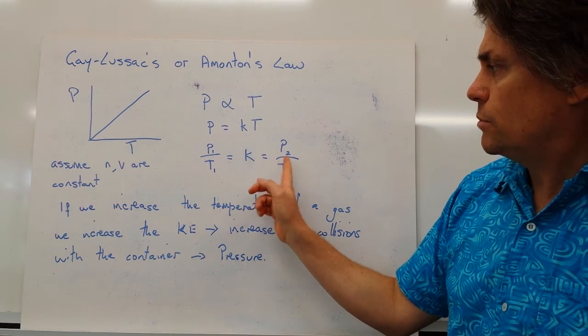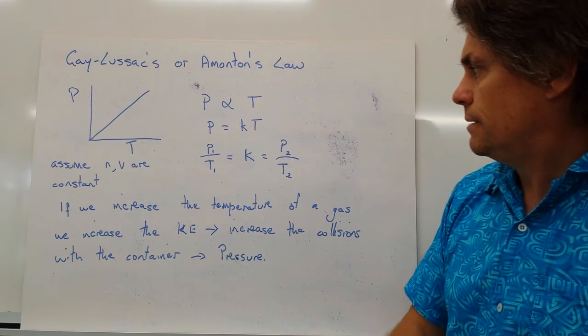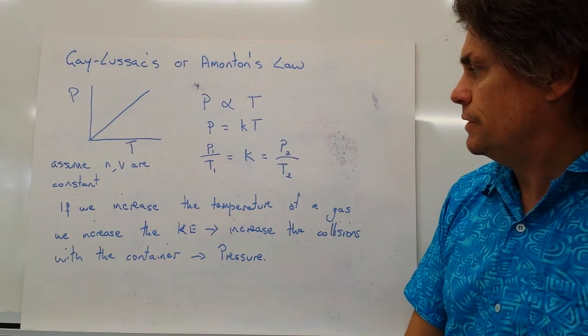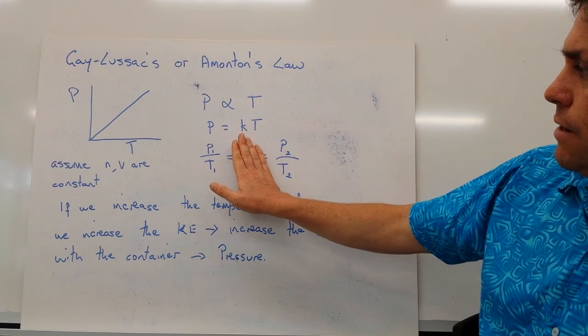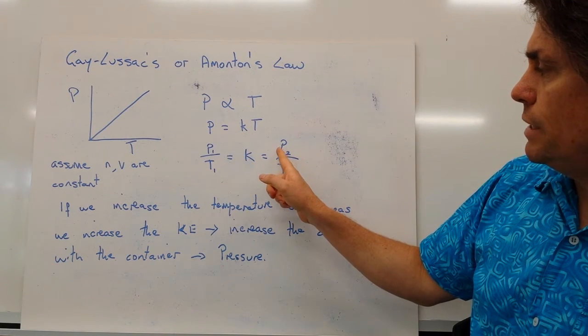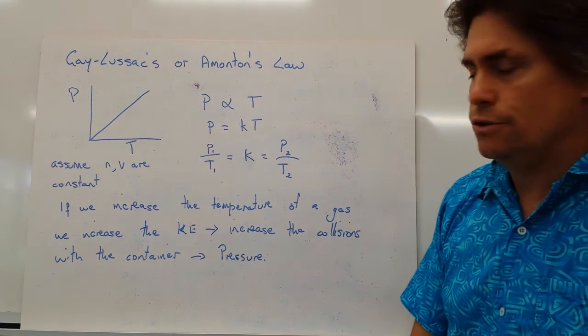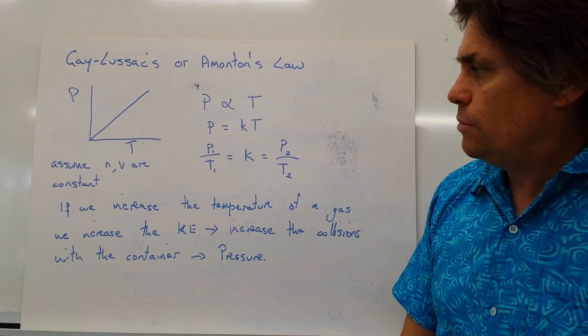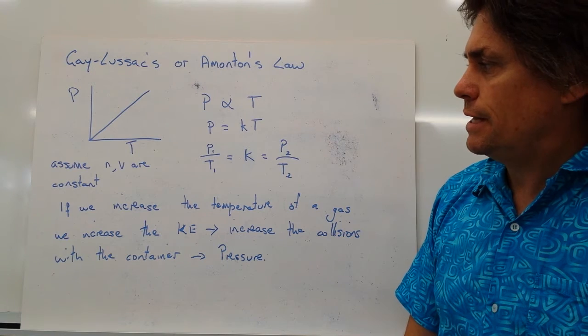We can also set it up to a final set of conditions as well. In this case, P2 over T2. So if we take our K out, we find that P1 over T1 is always equal to P2 over T2. So how do we write down what this law states?